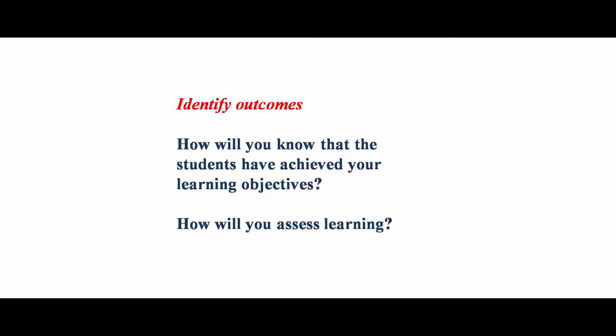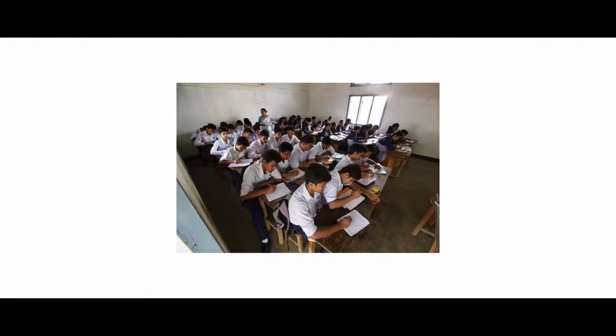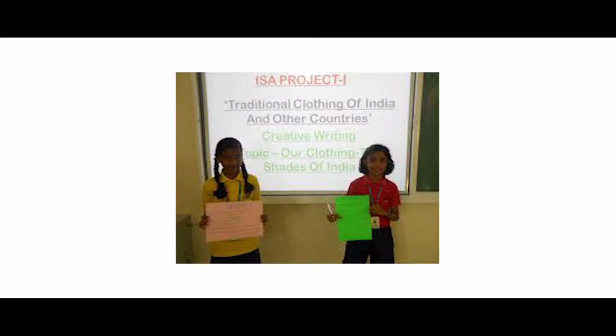Identify outcomes deals with how will you know that the students have achieved your learning objectives. How will you assess learning? Authentic assessment. If we have designed our learning objectives well, then we have also created an easy framework for us to begin developing ways to assess learning. There are a variety of ways to evaluate student learning, from test papers to projects and presentations.